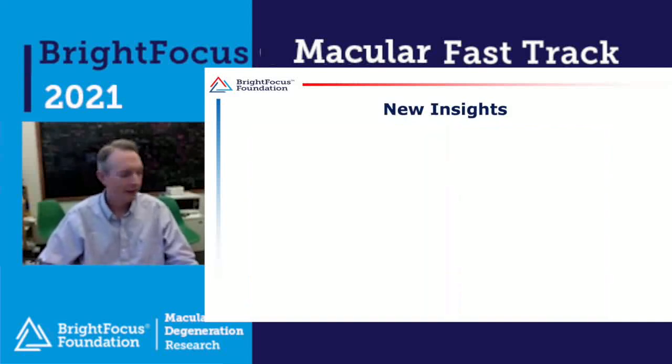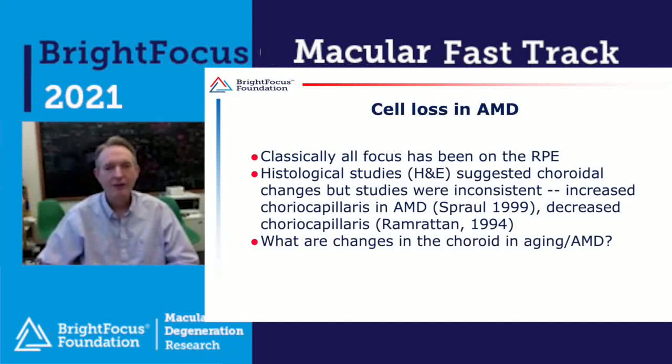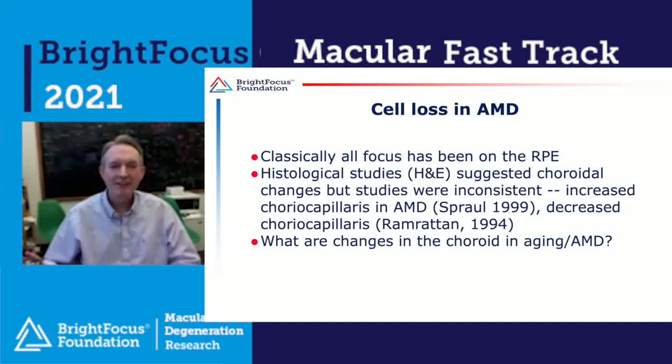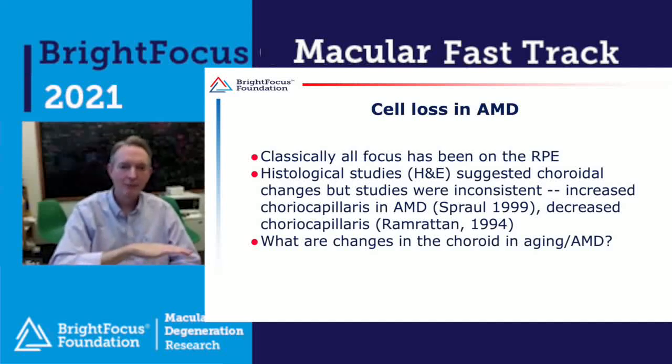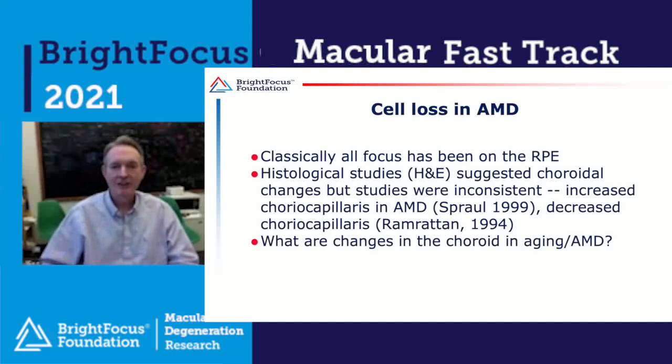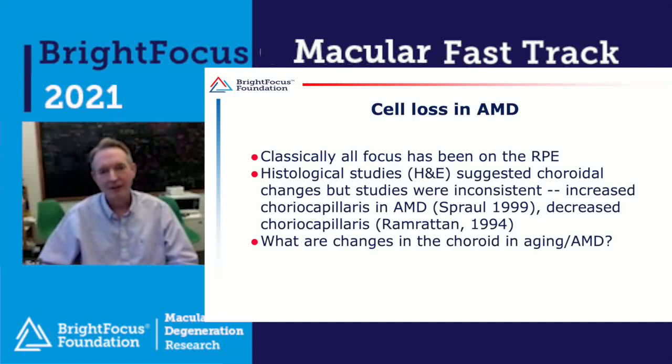All right, well, I want to talk a little bit in my remaining time about some of the new insights from histopathology of macular degeneration. Most of the focus has been on RPE in the history of studying this disease. There have been histological studies that suggested that something was different in choroid, but these histological studies have been inconsistent. So some studies found increased choriocapillaris in macular degeneration, some found decreased choriocapillaris. And this is owing in part to the fact that all of these studies were performed using hematoxylin eosin stain and not using a vital stain for endothelial cells.